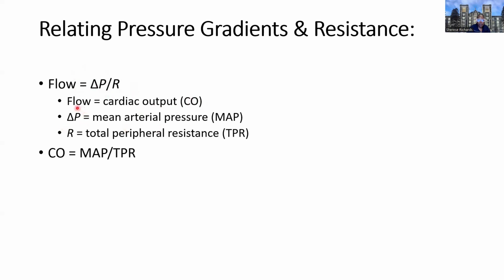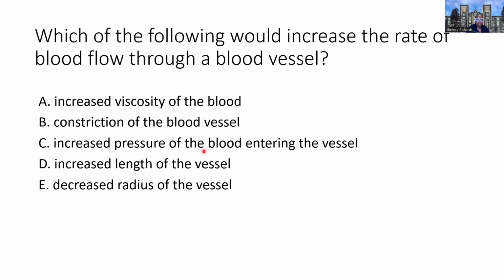And then another way to think about pressure gradient is the mean arterial pressure. And another way to think about resistance is our total peripheral resistance. So in terms of our physiology, our cardiac output can also be equated by mean arterial pressure divided by total peripheral resistance. This is extrapolated from this equation and more specific to our physiology. Our cardiac output is our mean arterial pressure divided by our total peripheral resistance.